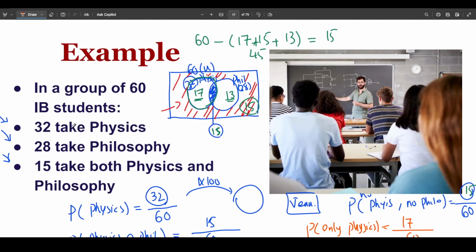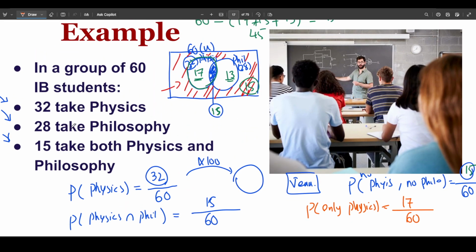Okay, let me ask you another question. What if I ask you, what is the probability that you choose a student at random and that student doesn't have physics at all? You're going to say, okay, I know that 32 students out of 60, they have physics. So 60 minus 32, 28. 28 over 60 is the probability that a student doesn't have physics. 28 out of 60.